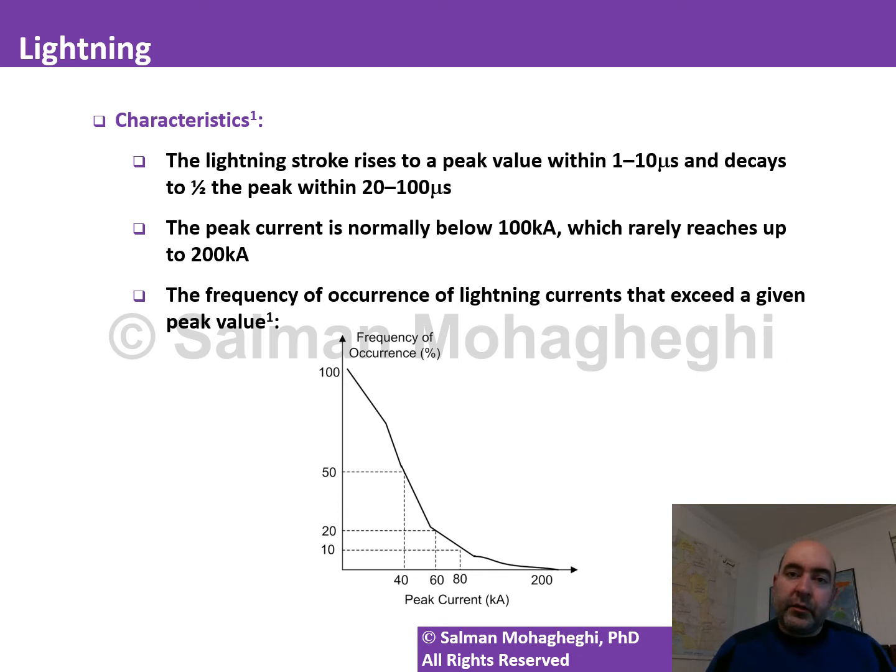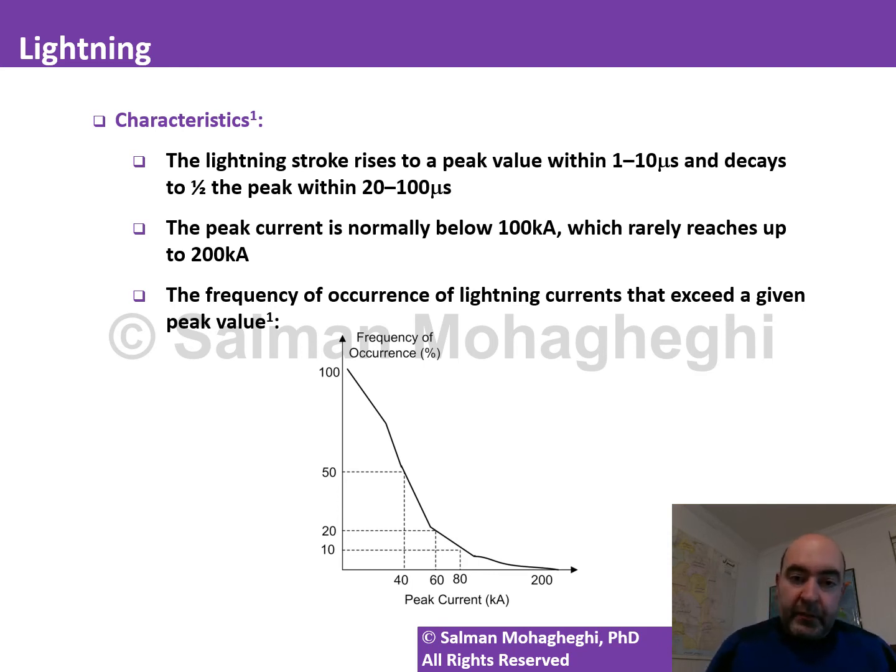It typically rises to its peak within a few microseconds, and usually within 100, at most 100 microseconds, it reaches half of its peak value. That means it decays to that value. The peak of the current really depends on the type of the lightning. For this particular negatively charged cloud-to-ground lightning that we're mostly concerned with, the peak of the current can reach even up to 100-150 kiloamps.